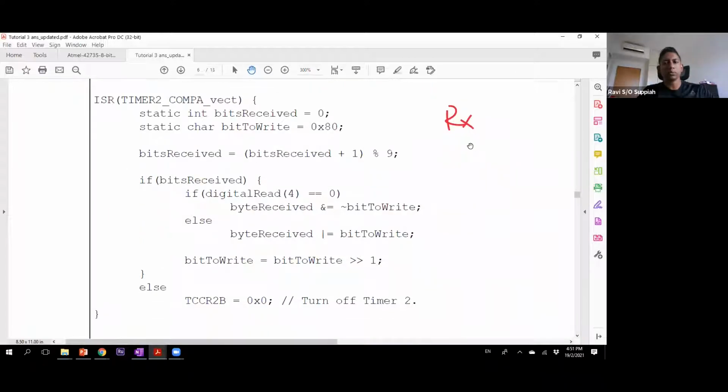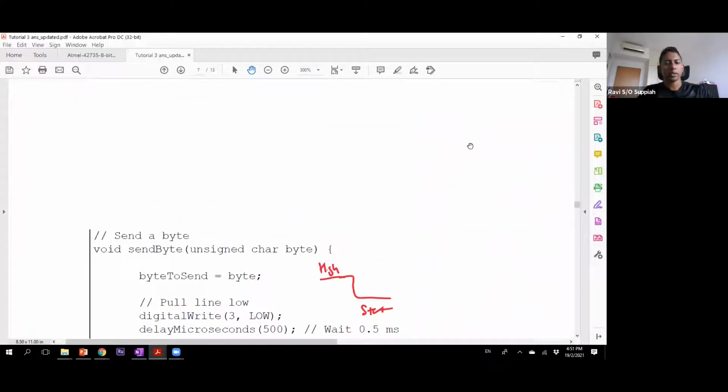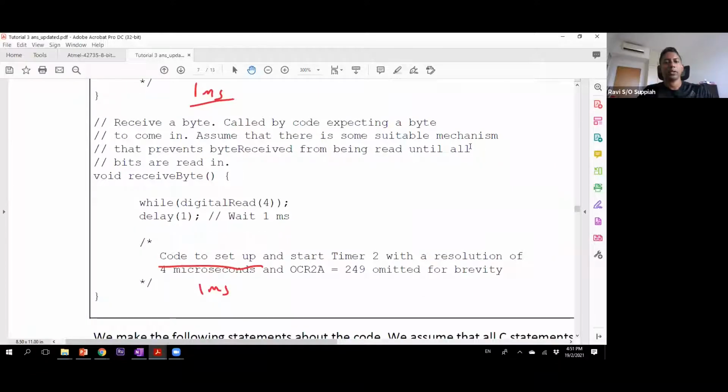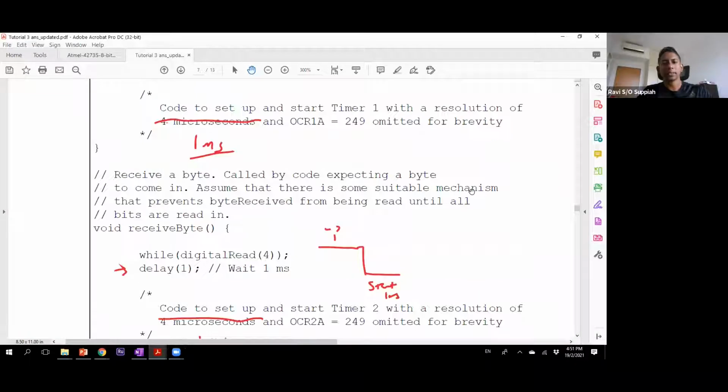For timer 2, for the receive, what is happening? On the receive side, you can see that you are stuck at this line, digital read 4. That means you are waiting here while it is high. But the moment it goes low, you know that somebody is trying to send you data. Correct? So this is the start bit. When somebody tries to send you data, they will pull the line low. When they pull the line low, you come out of the while loop and go to the delay, where you wait for 1 millisecond. After you wait for 1 millisecond, you start with the interrupt here.